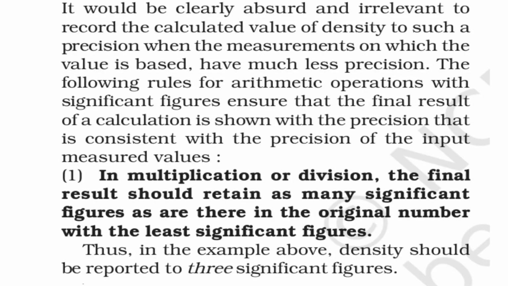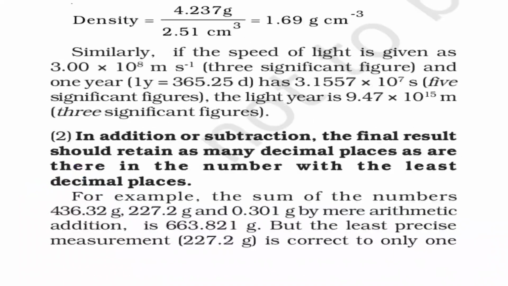have much less precision. The following rules for arithmetic operations with significant figures ensure that the final result of a calculation is shown with the precision that is consistent with the precision of the input measured values. In multiplication or division, the final result should retain as many significant figures as are there in the original number with the least significant figures. Thus, in the example above, density should be reported to 3 significant figures.